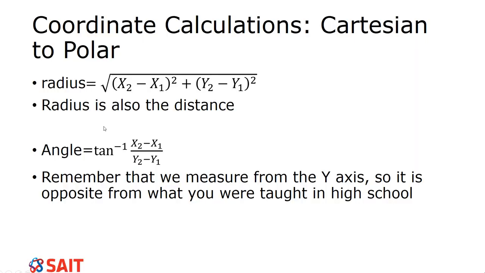So the next important thing is coordinate calculations. If you need to go from Cartesian coordinates to polar coordinates, these are the two equations. So my radius is my Pythagoras theorem. So it's c squared equals a squared plus b squared. So here we have the square root. Now this x here is my a squared and this is my b squared.